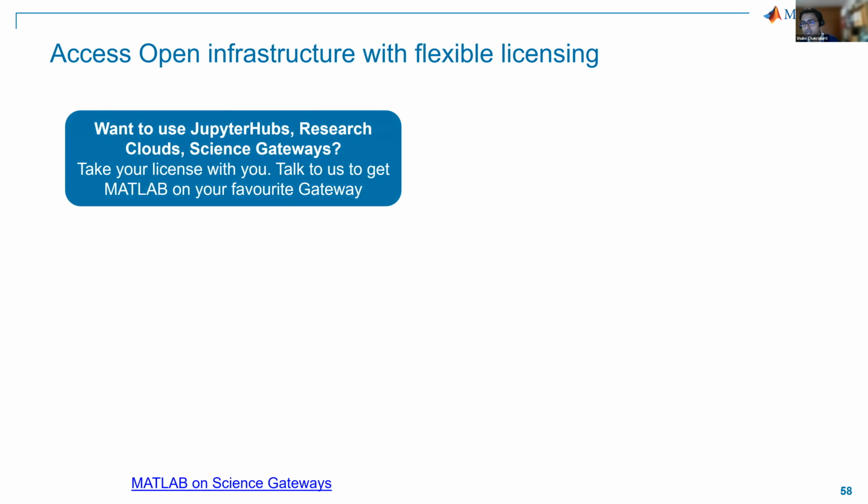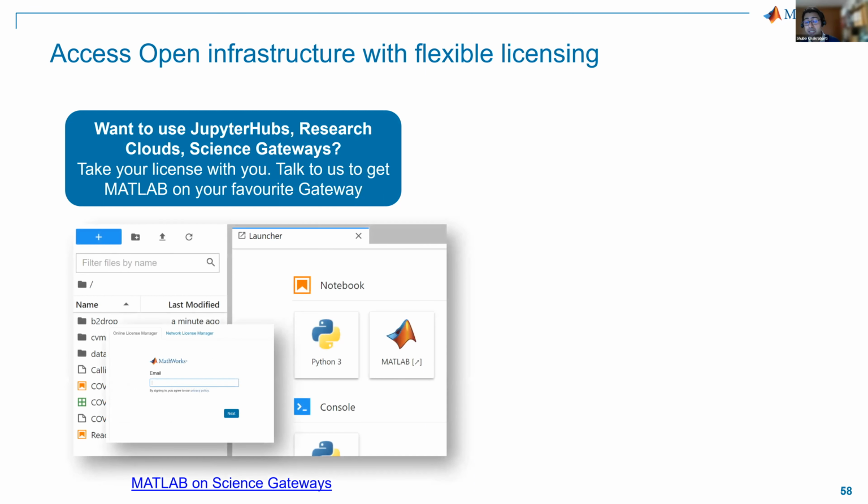In terms of infrastructure, not just HPC, but it's also open infrastructure and things like Jupyter Hubs, research clouds, science gateways. And you can take your license with you and use your license on these sort of science gateways. This is an example of the EGI notebooks, which is linked to some data spaces on EOSC. And we've integrated it. You can see you go in, if you have a Jupyter Hub, you click on MATLAB, you have a sign-in window, you sign in using your MathWorks ID, and automatically your license goes there, and you're able to use that on that research cloud.